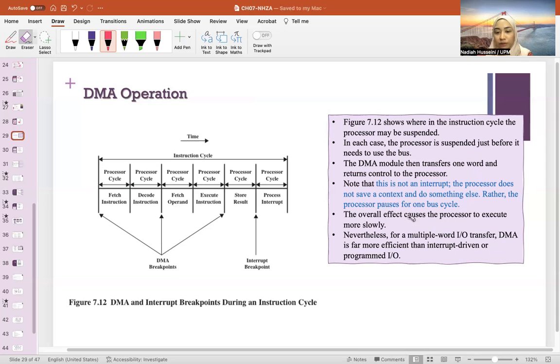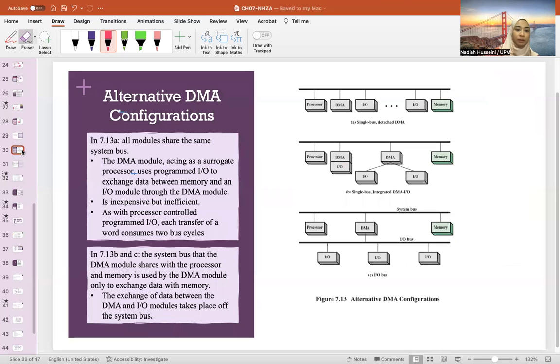Okay, so the overall effect causes the processor to execute more slowly, but this is more efficient than interrupt-driven I/O or programmed I/O, even though it causes the processor to pause. So that is how it's done. It's not an interrupt, it's a breakpoint. Okay, so these are alternative DMA configurations.